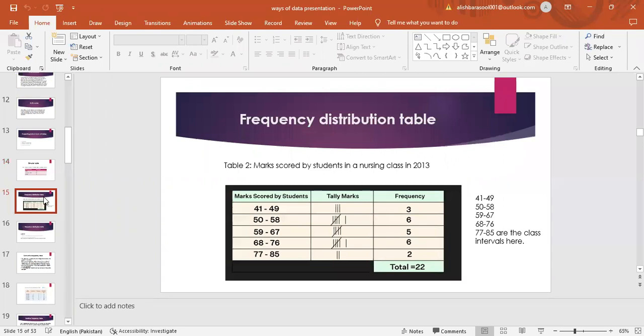Frequency distribution table. How to construct a frequency distribution table? First, we arrange the data in ascending order. This will make our task easier. Then we will locate the highest and lowest value of the data. Then we will calculate the range by subtracting the lowest value from the highest value, and then we will determine the number of classes required. Calculate the class interval by dividing the range by the number of classes required and desired.